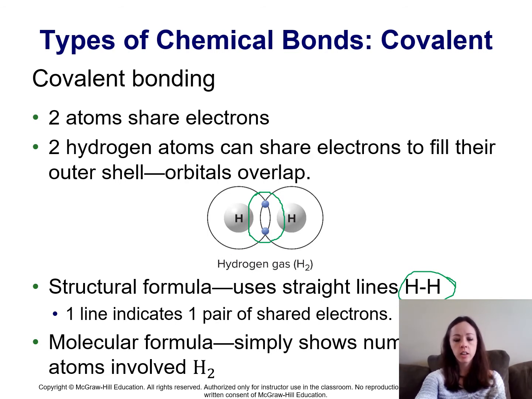And the molecular formula shown here indicates the particular elements that are in that compound, and then the amount of atoms of each element that are in that compound. So in hydrogen gas, we just have hydrogen, and each hydrogen molecule contains 2 atoms.